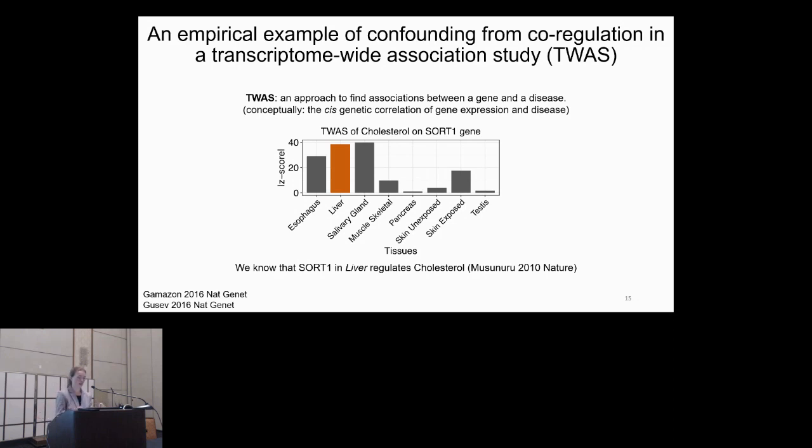In any case, if you were to do a TWAS on cholesterol at the SORT1 gene locus, which we know regulates cholesterol via liver tissue, you would actually find that you can get larger TWAS association statistics, meaning chi-squared statistics, or let's say absolute value of a z-score, in cell types that are not the liver. And so this is just one example of where the inference is confounded or complicated in a way, because there is co-regulation, and this result would wrongly suggest, for example, that salivary gland is the causal tissue.